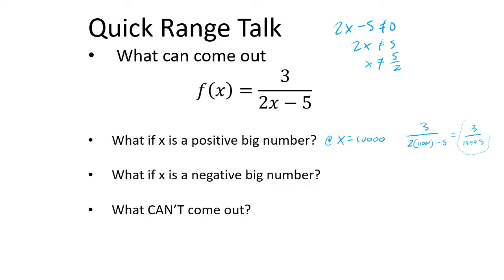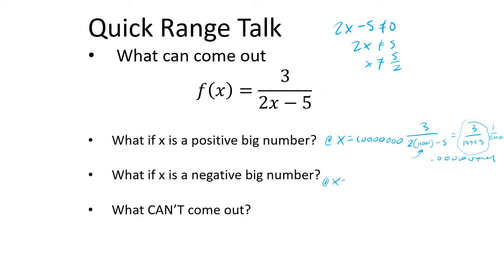Now, this is a small number. As far as its relation to 0, it's very close to 0. You could pretend it's like 1 over 20,000. It's pretty close to that, right? So this is like 0.000001 or something. The higher I make this number, the smaller the result gets. So if x was like 10 million, then I would have an even smaller number. Now, what if x was a big negative number?